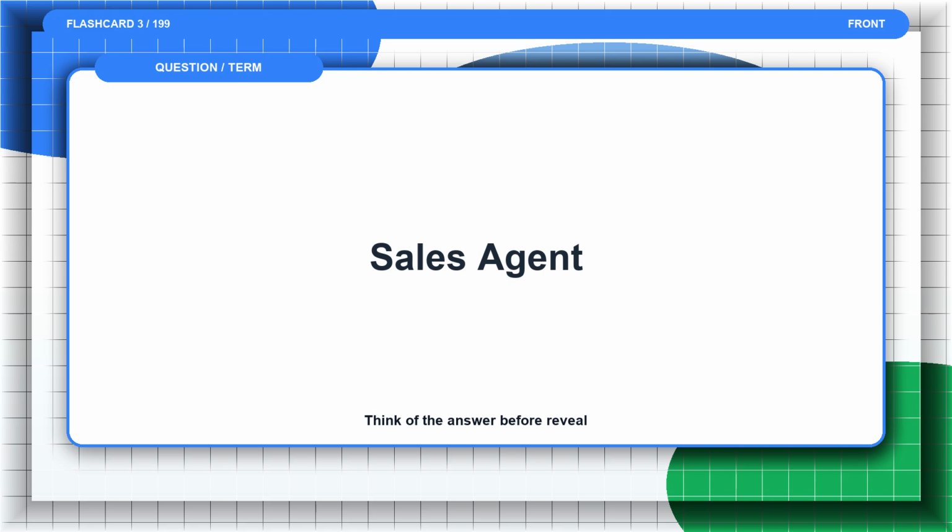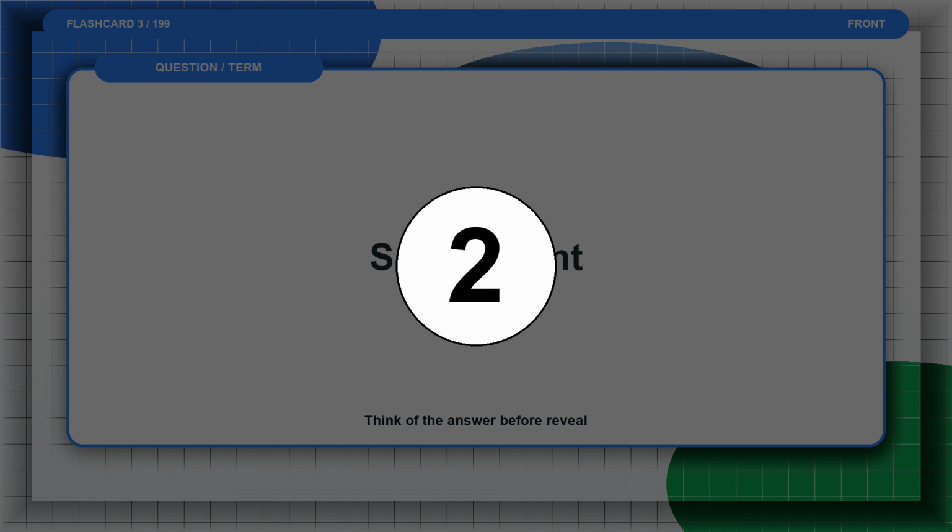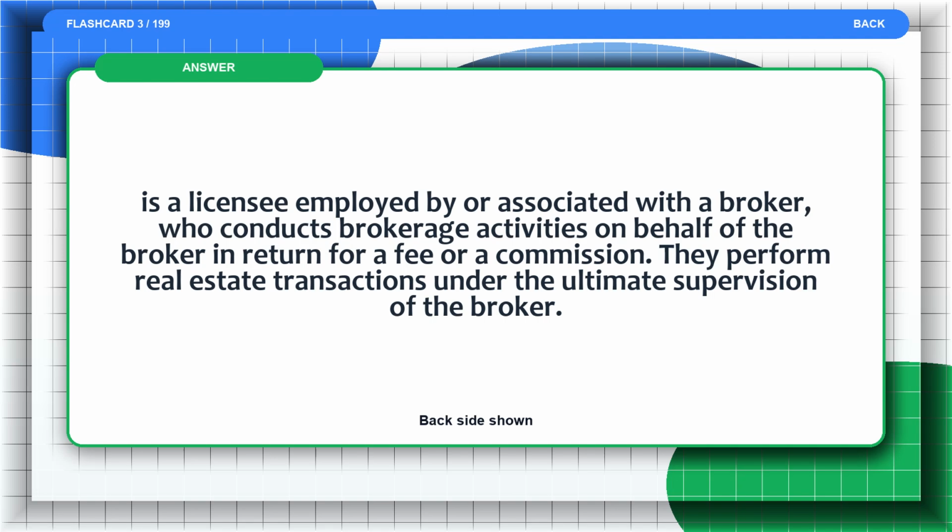Flashcard 3. Sales agent. Pause and think of the answer before the reveal. The answer is a licensee employed by or associated with a broker who conducts brokerage activities on behalf of the broker in return for a fee or a commission. They perform real estate transactions under the ultimate supervision of the broker.